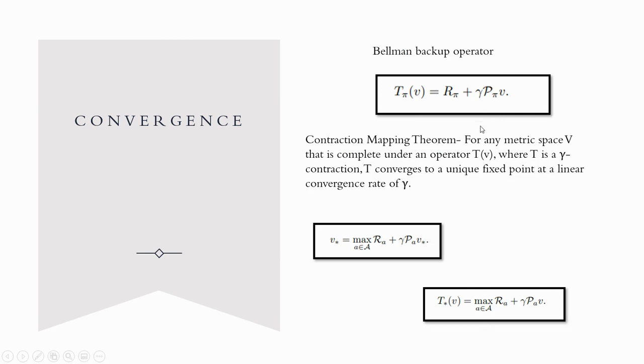Then using this backup operator notation here, we have this theorem here: for any metric space V that is complete under an operator T, where T is a gamma contraction, T converges to a unique fixed point at a linear convergence rate of gamma. So essentially what this is telling us is we can just use linear algebra to solve for a system of equations. And that is how reinforcement learning works. We're using linear algebra at the end of the day to solve the state value function and the action value function. And that's the end of my presentation.